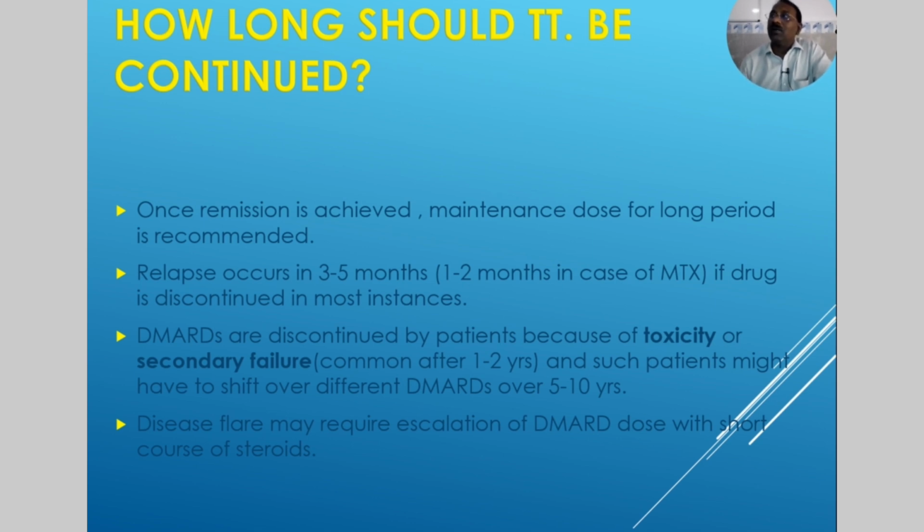They say they feel very comfortable and then stop coming to you. So after 9 months or 8 months of stopping the treatment, again they get the disease. So that means again exacerbation, flare-ups and remissions. This is very common in rheumatoid arthritis. DMARDs are discontinued in patients because of toxicity or secondary failure.